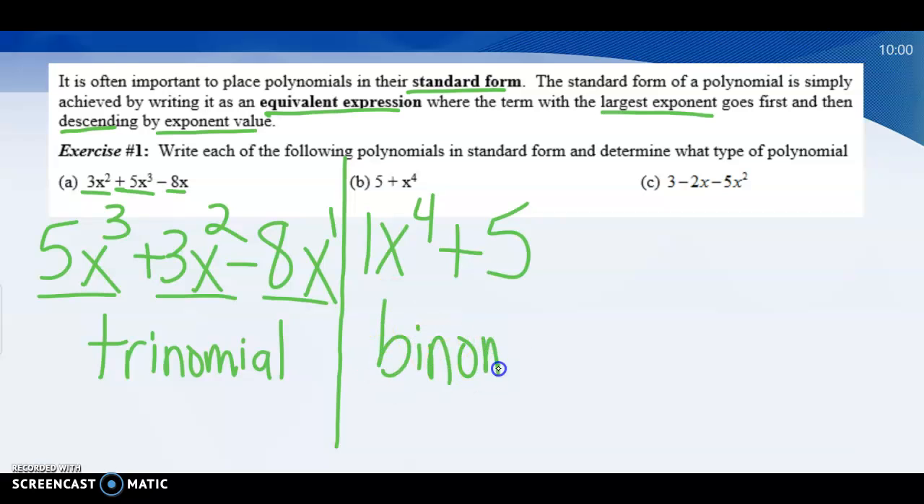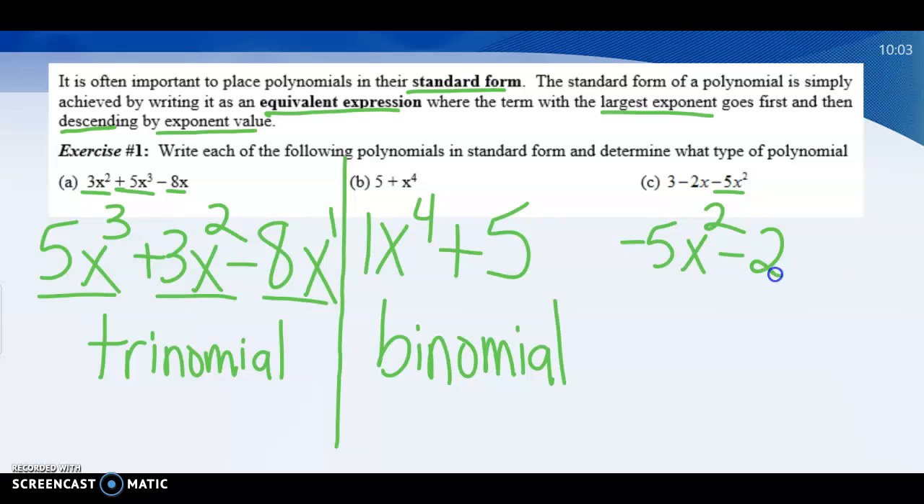And this is your classic binomial because it has two terms, two non-like things. And then we have a trinomial, 1, 2, 3 pieces in the wrong order. So I need to find the biggest exponent. I'm going to make the first term the one with the largest exponent. So that's the negative 5x squared. Negative 5x squared goes first.